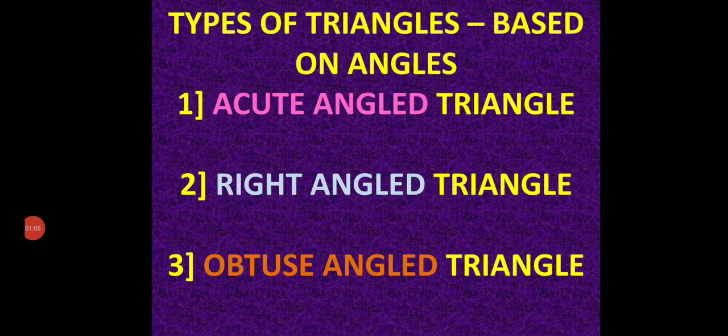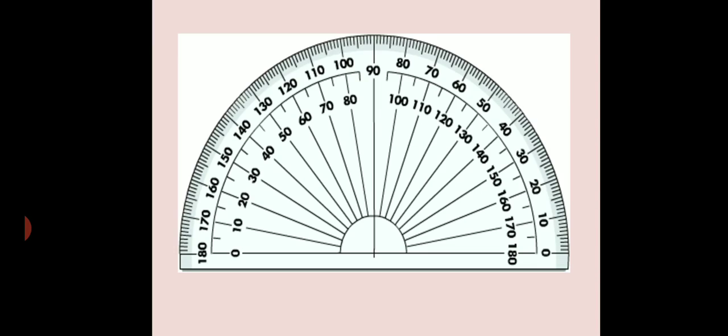Next, in order to identify whether the given triangle is of the following three types, you all need to make use of one of the geometrical instruments, that is the protractor. The protractor will help you measure the degree of the angles, as well as it will help you construct or draw any type of angle. So, with this information, now let's move ahead to understand the meaning of an acute angle triangle.